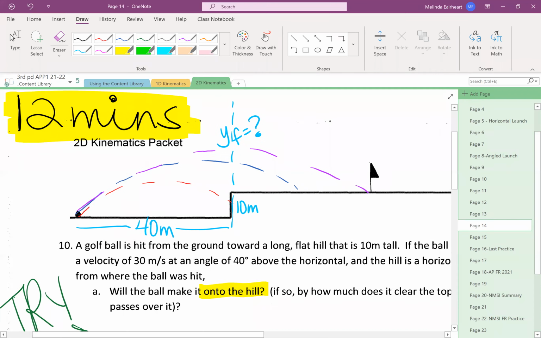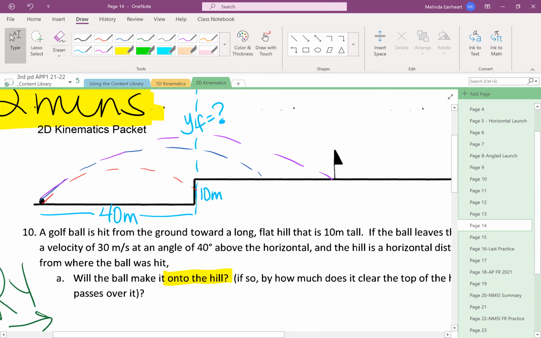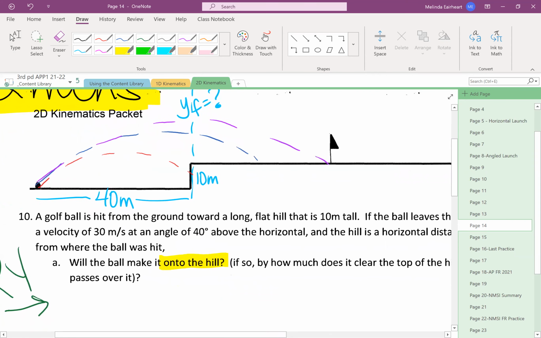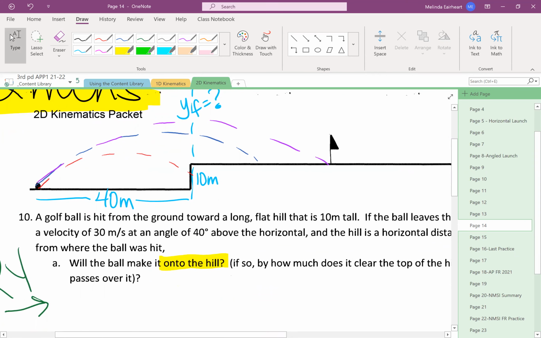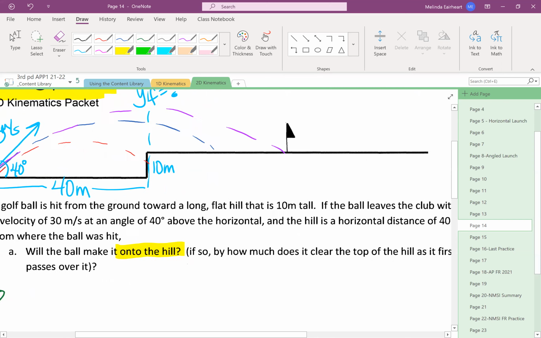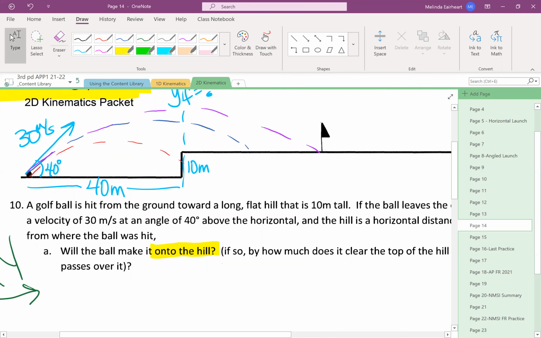Okay, so we hit the golf ball from the ground towards a long flat hill. It's 10 meters tall. If the ball leaves the club, we don't care about the hit, we care about after the hit, that's when it becomes a projectile. And it's going to leave at a velocity of 30 meters per second at a 40-degree angle. Now that's a different 40 than the 40 meters. Sorry, it's the same number, but it's a different physics. And it tells us the hill is a horizontal distance of 40 meters from where it's hit.